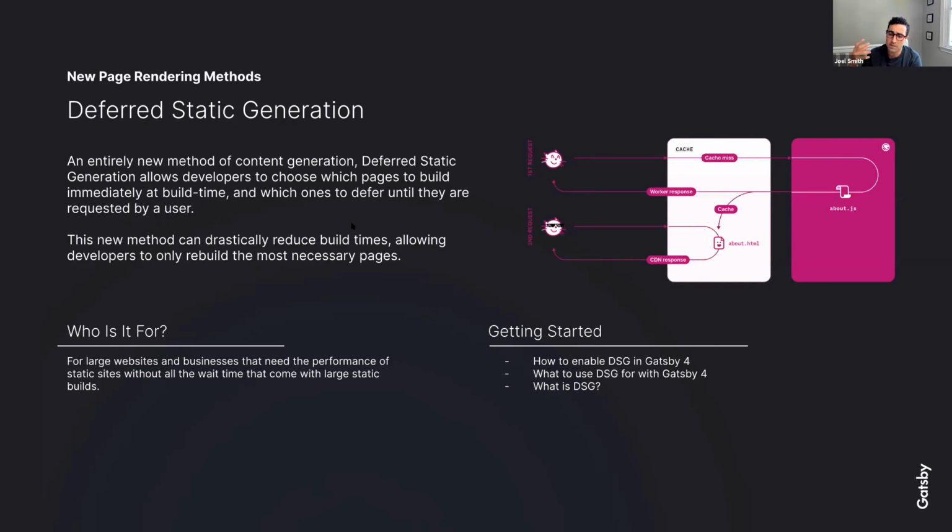And then the first time that page is requested, whether it's by a user or a bot or whatever, Gatsby will then generate that page and send it back. So it's as if it's rendering an SSR for the first time, and then sending that back to the client, and then it's cached. So there may be a little bit of a performance hit for that first user, but after that, it is stored in the cache for everyone else.